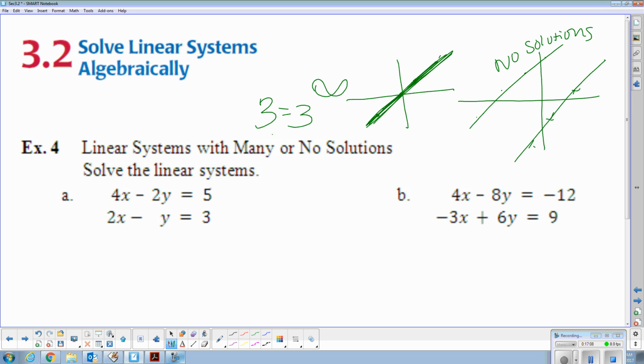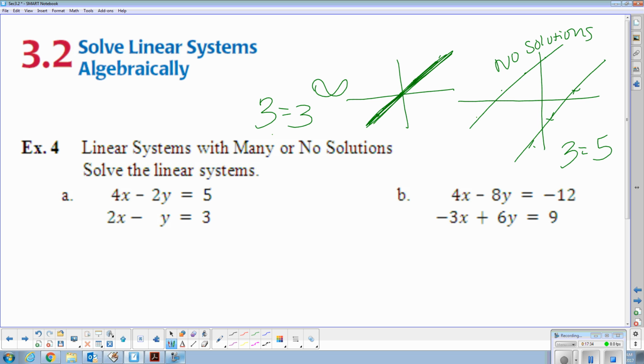For no solutions, you'll get something like 3 equals 5. Okay, that will never be true. 3 will never equal 5 no matter what universe you live in. 3 never equals 5. And so this could be an example of no solutions. So let's do example A together, and then you can do example B with a partner or on your own.